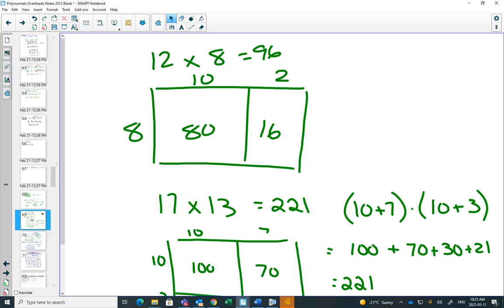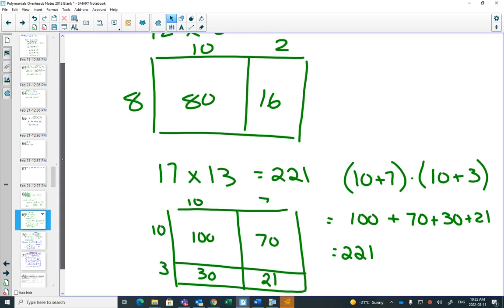And you could represent it with area. So what did we do? 12 times 8, we broke the 12 up to 10 and 2, broke our rectangle or our area up into 2 sections, so the multiplying was easy. 10 times 8, 2 times 8, added it up.